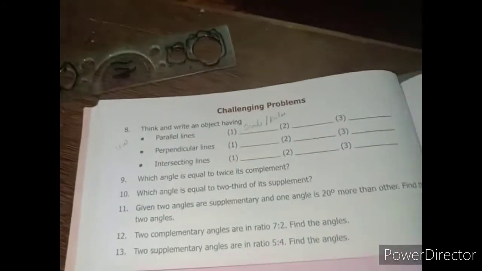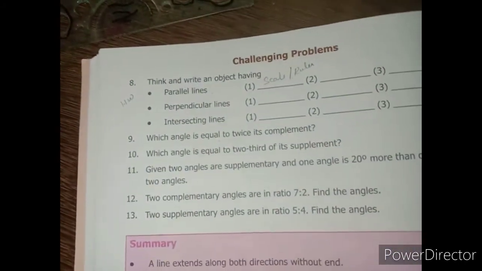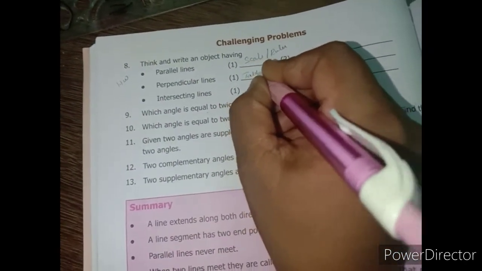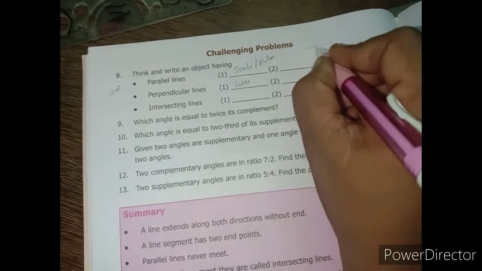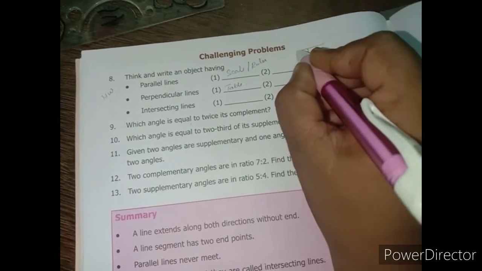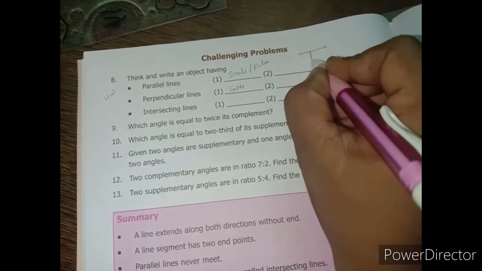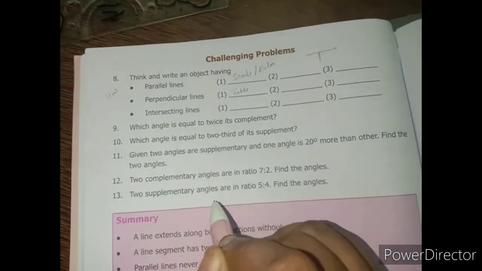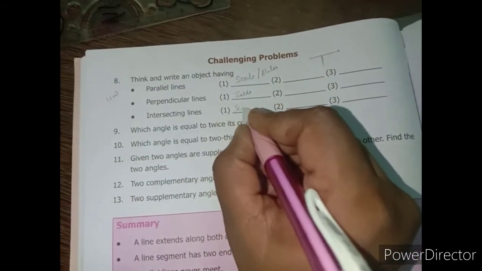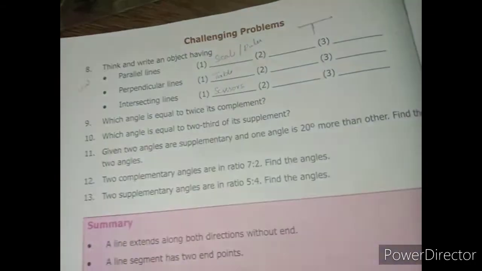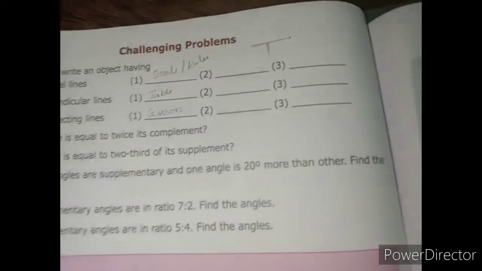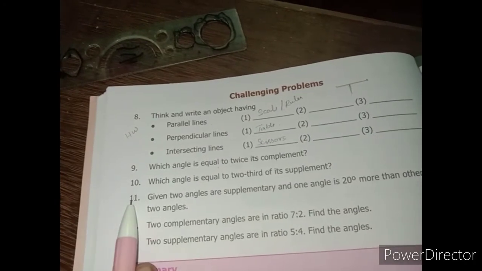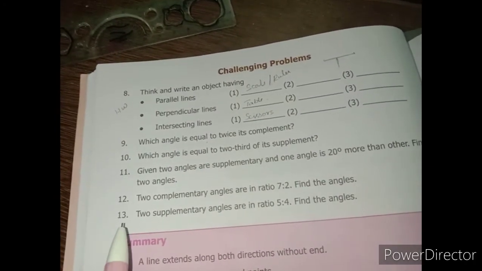So the other two examples you are going to write. Perpendicular line, where can we see a perpendicular line? A table. When you see a dining table, the top will be like this and another wood will be on the bottom. So table. Intersecting line. So what is an intersecting line? Scissors. So scissors come under intersecting line. So the other two examples you are going to write. So this is homework. Now 9, 10, 11, 12 and 13 we will do in a worksheet.